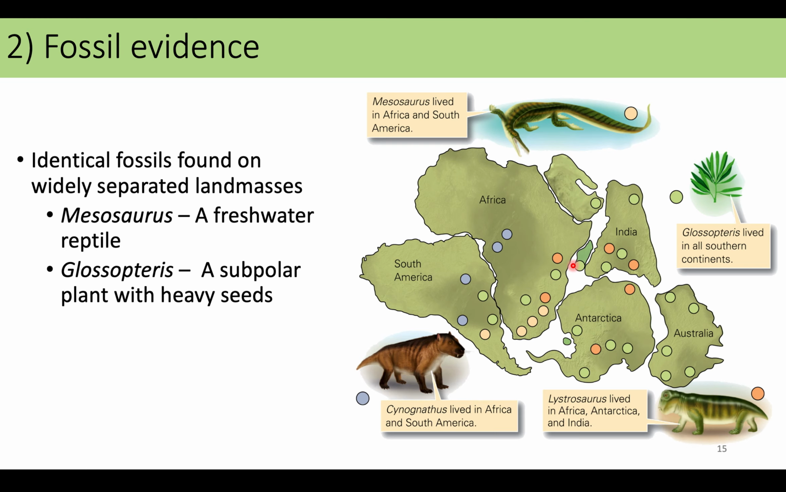He also found evidence of fossils across different, very separated land masses. So he found evidence of the same fossil on different continents. And these are fossils of non-flying, non-swimming organisms, things that would not have been able to survive traveling across an entire ocean, for example. So that was another piece of evidence.